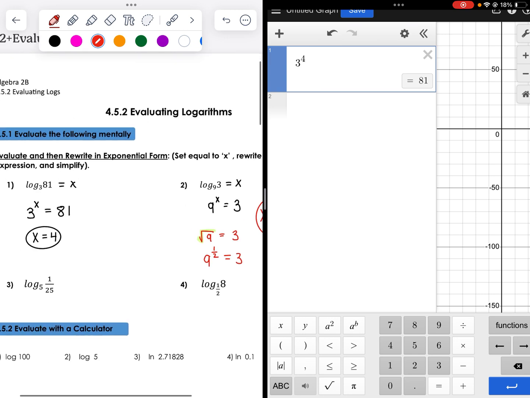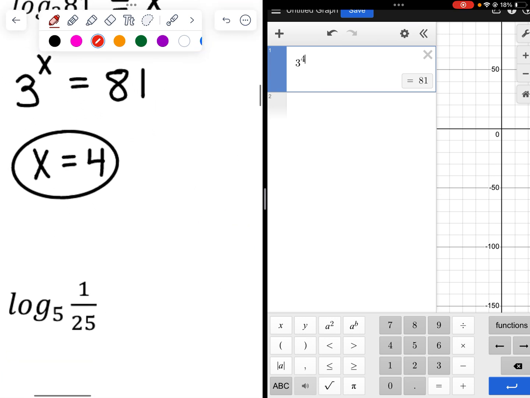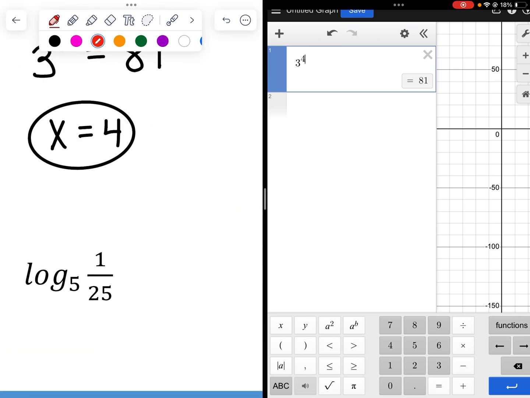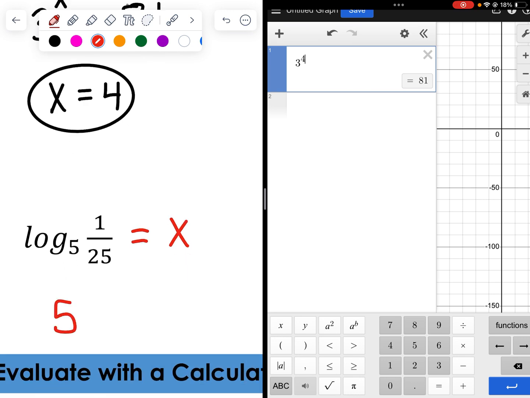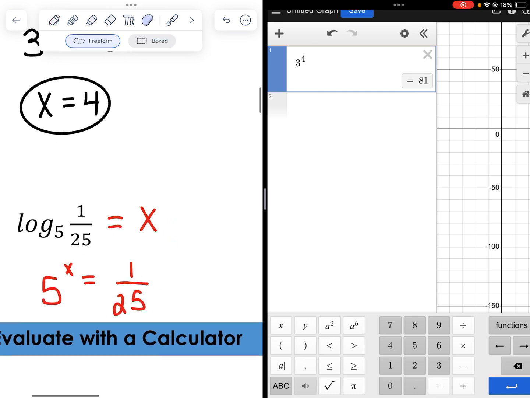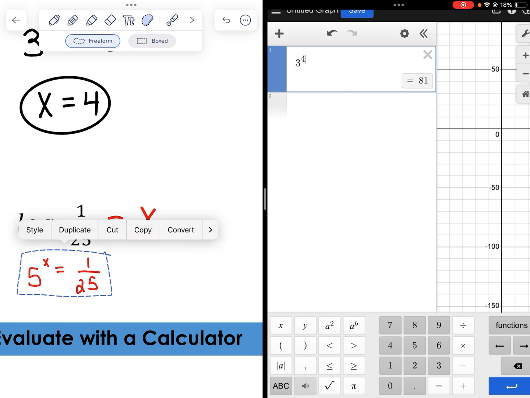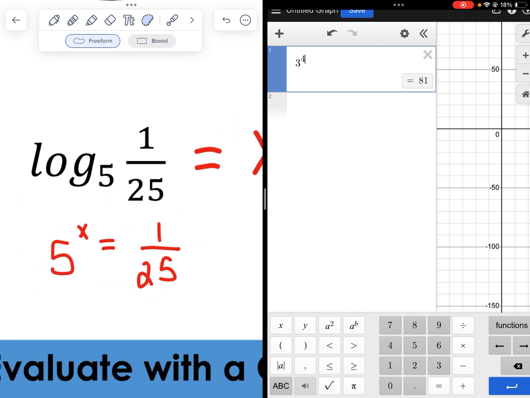Looking at number 3 here, we have log base 5 of 1 over 25. Again, this one is asking you 5 to what power equals 1 over 25. I don't think it's too bad, but hopefully you recognize the relationship between 5 and 25 using exponents.